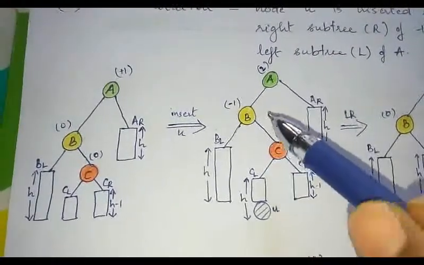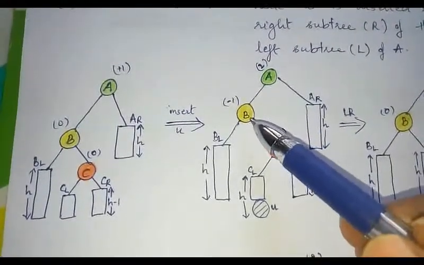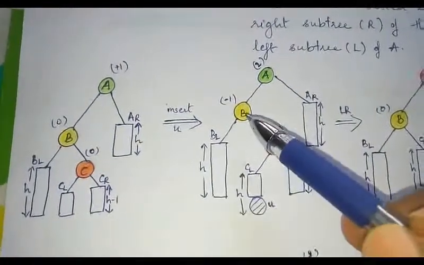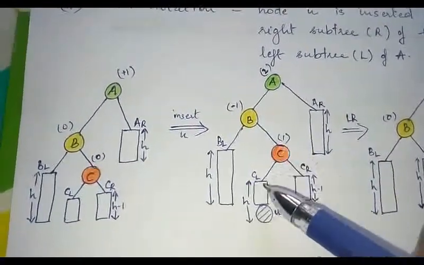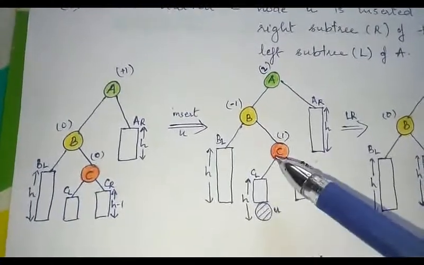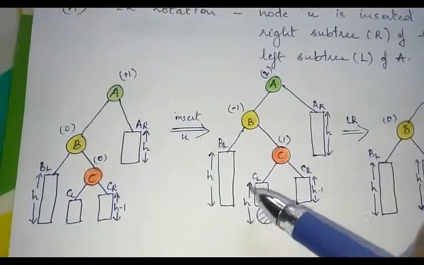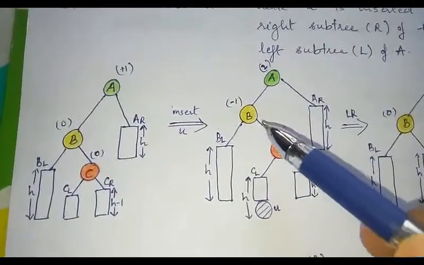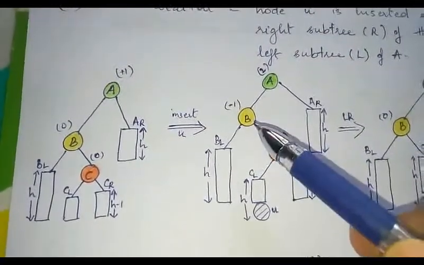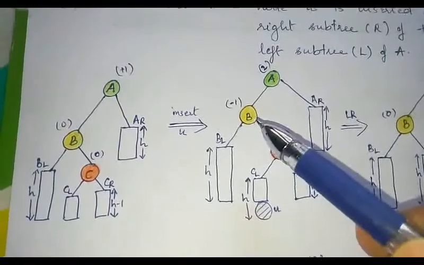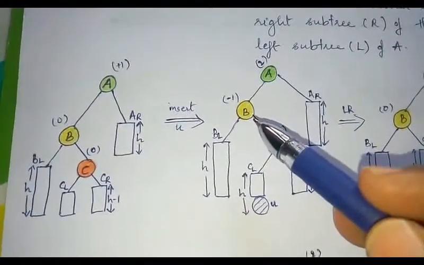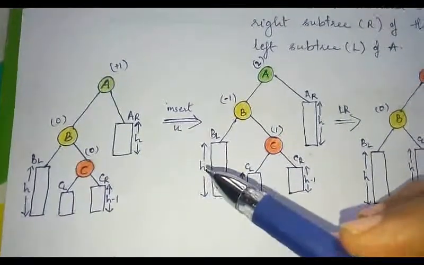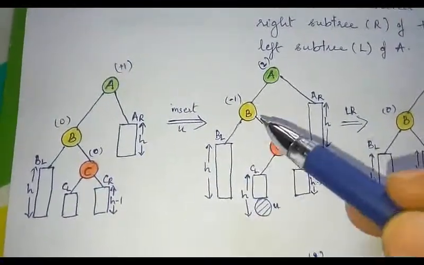Now in the case of B, the left side of B is at height h, and on the right side we have a height h to the left of C. So till here we have h, and then plus 1 we will get h plus 1, since this is the longest path of the right subtree of B. So the height of the right subtree of B is h plus 1, and the left side is h. So h minus (h plus 1) will give us minus 1.